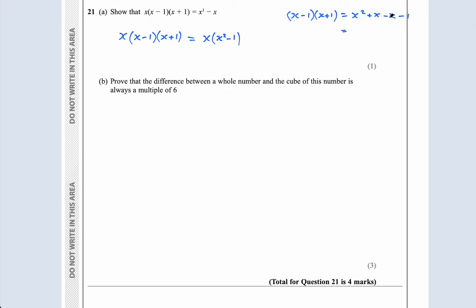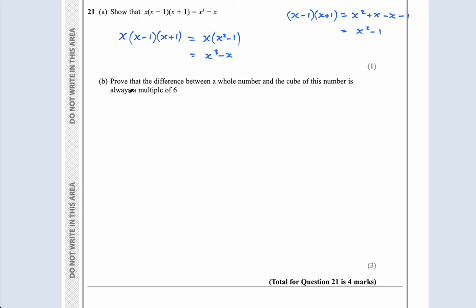The x minus x cancel, and we're left with x squared minus 1. And then this multiplied out gives me x cubed minus x, which is what they wanted us to show. Then part B says, prove that the difference between a whole number and the cube of this number is always a multiple of 6.